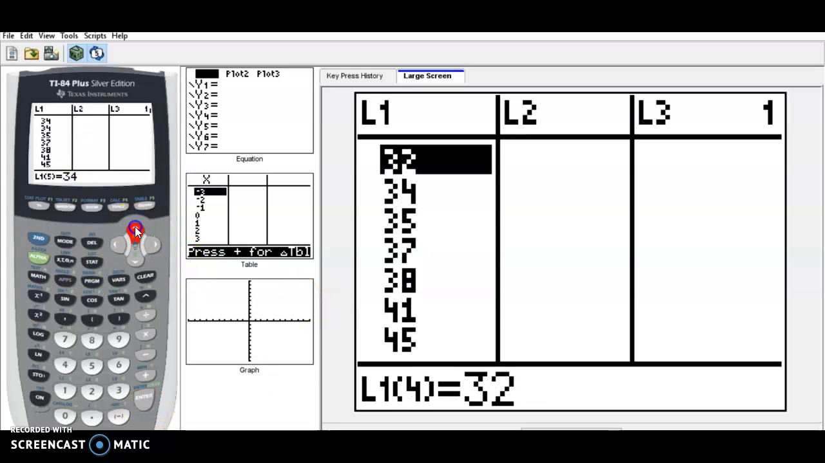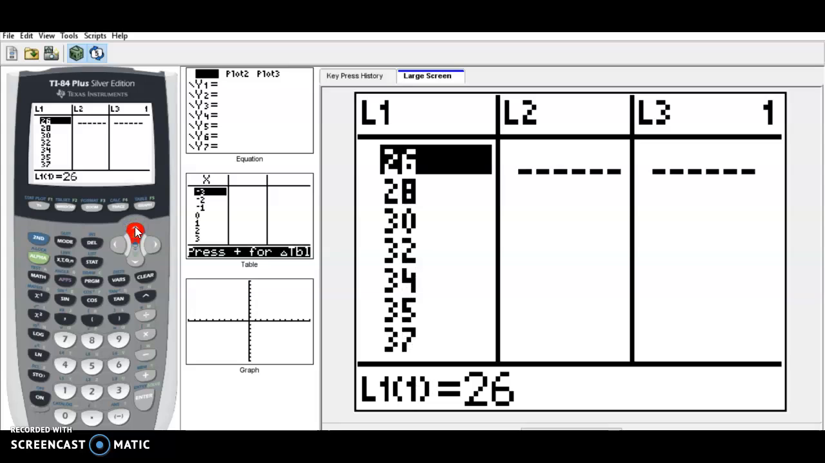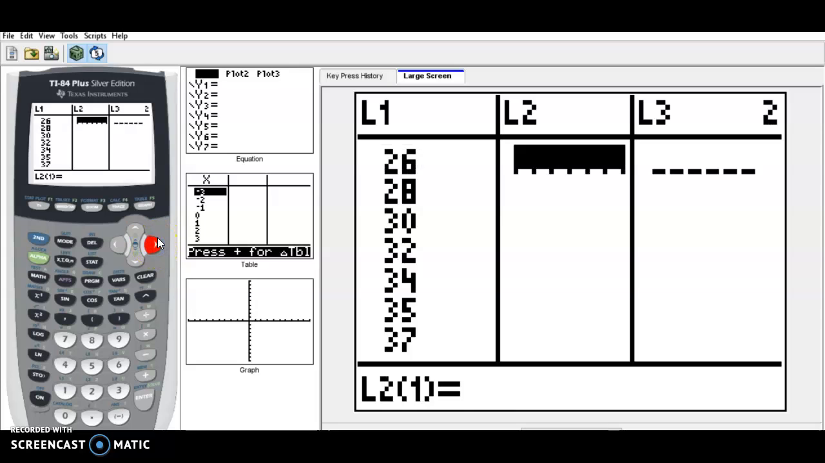Let me just come back up here to double check to make sure they're all there. Looks pretty good. Alright, now for the other list. Just click over one. Again, if you need to clear it, go up to the top so it's highlighted, clear, and then come back down.